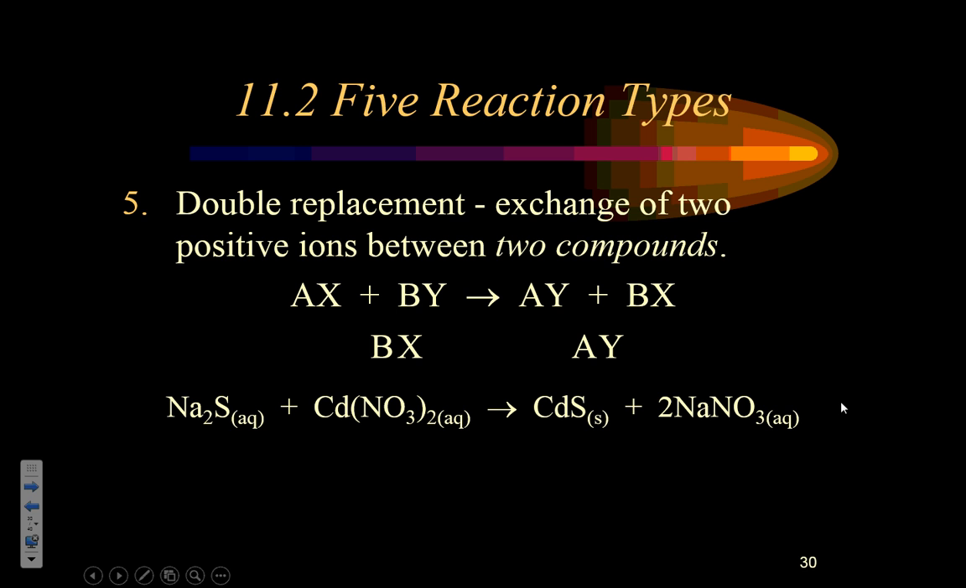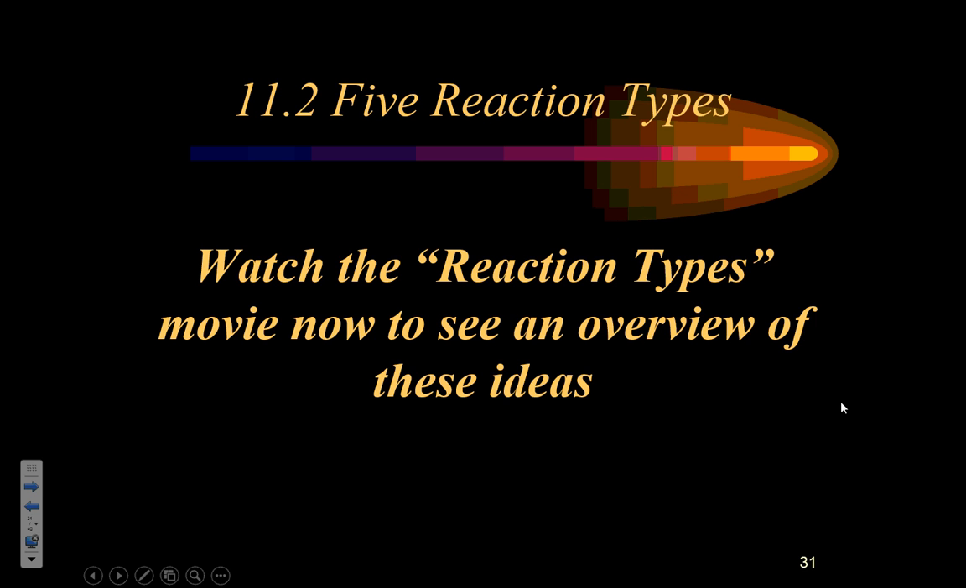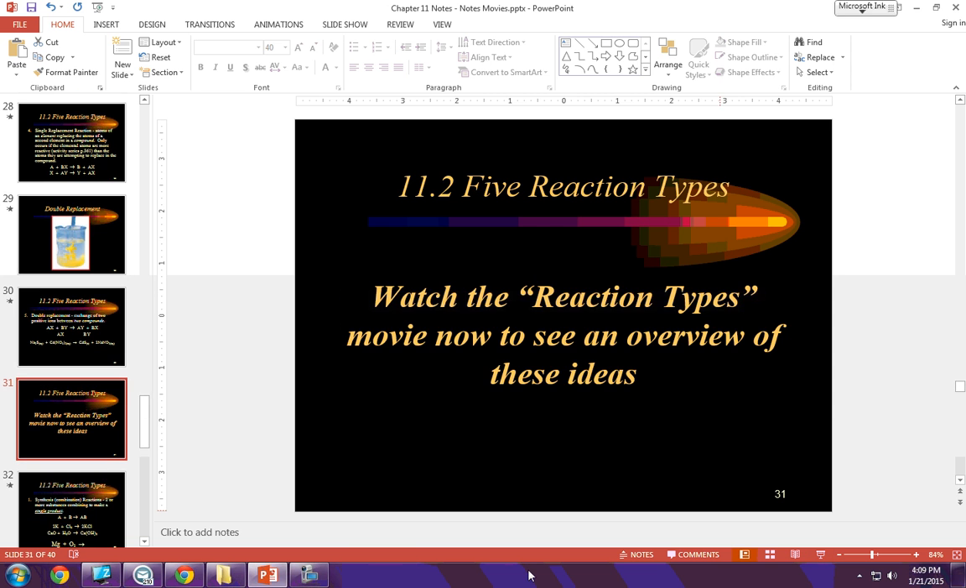We don't get into double replacements that don't occur. That's a higher level of chemistry than we're going to see. Now, at this point, to wrap up these ideas, I want you to finish the notes by watching the reaction type movie, because it goes through and shows you real examples of them and reminds you of the four key types. So that ends our second set of notes from chapter 11.